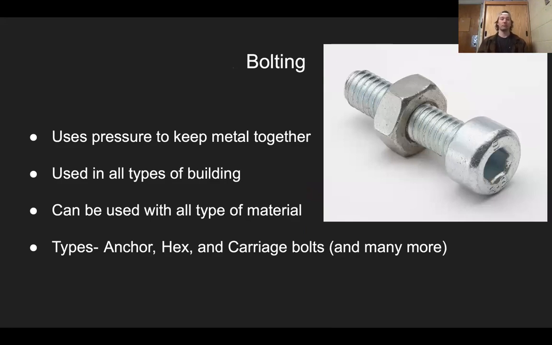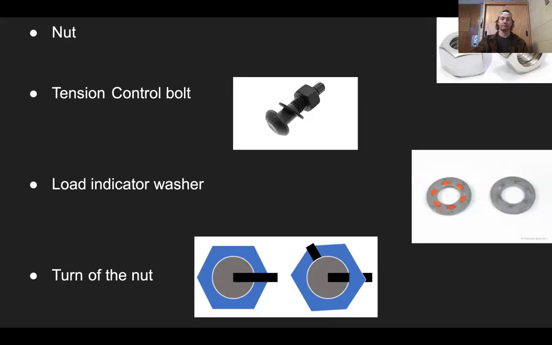So bolting. Bolting uses pressure to keep two metals together. It doesn't have to be metal. It could be metal or wood. And it's used in all types of building, not just industrial. It could be used at your house or on a bridge or on a giant skyscraper. It can be used with all types of material, not just metal. So wood with metal, wood with wood, metal with metal. And some of the types are anchor bolts, hex bolts, and carriage bolts, and there is more.